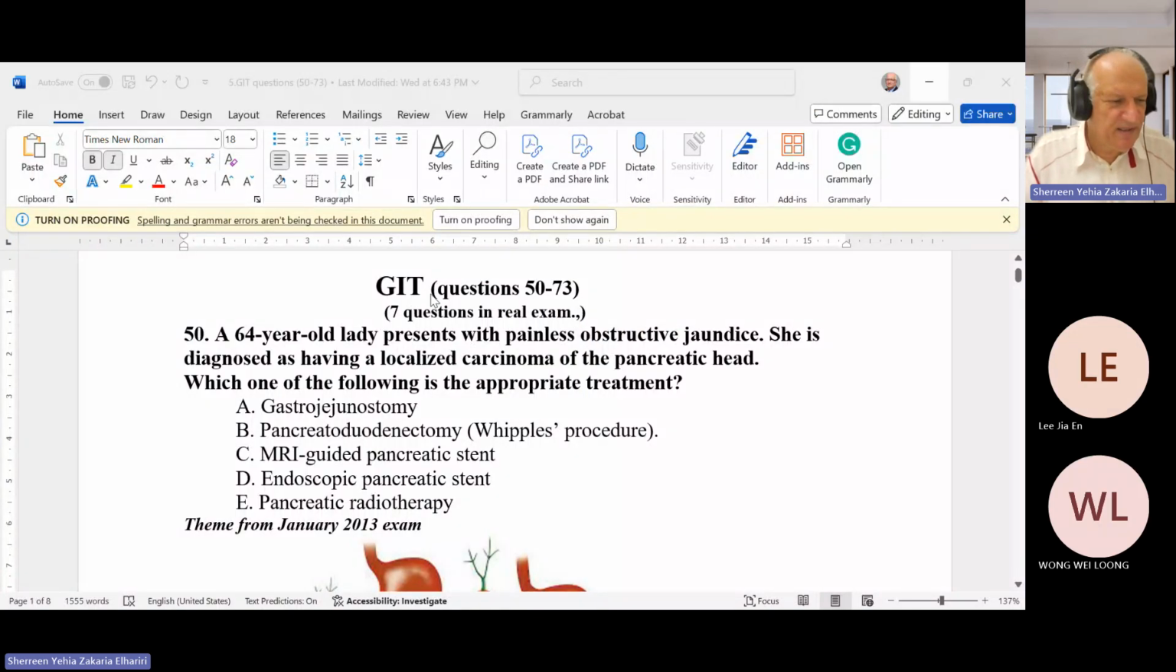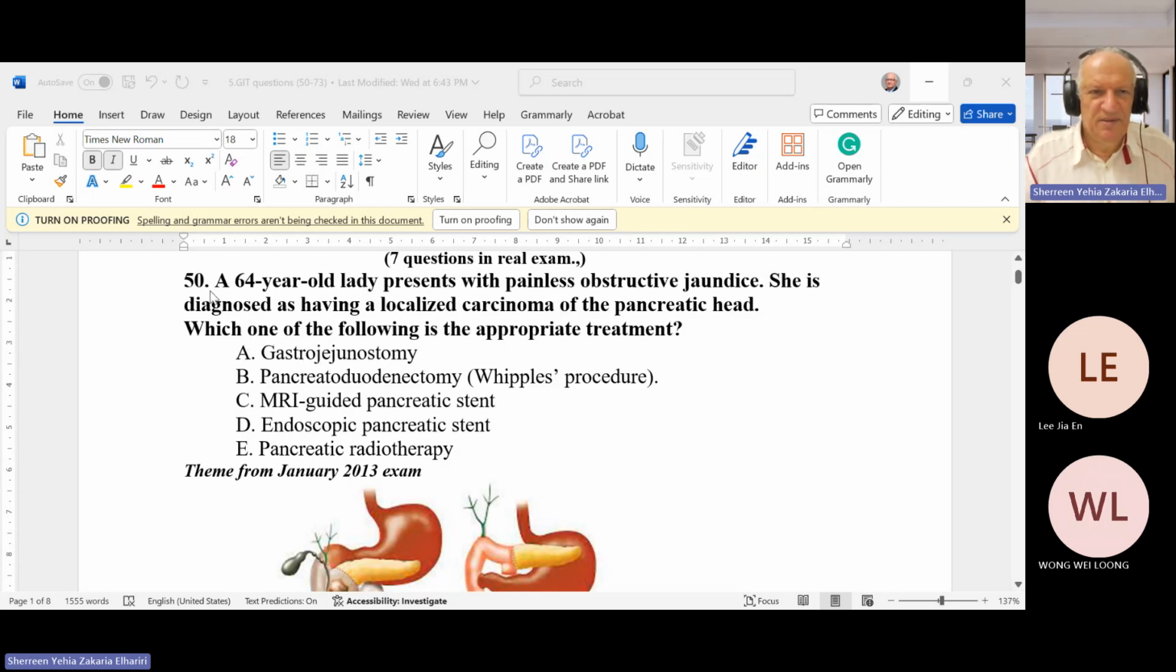Good evening. Today we start in gastrointestinal tract surgery, and this is question 7 in the real exam. I read the question. A 64-year-old lady presented with painless obstructive jaundice. She is diagnosed as having localized carcinoma in the pancreatic head. Which one of the following is the appropriate treatment?